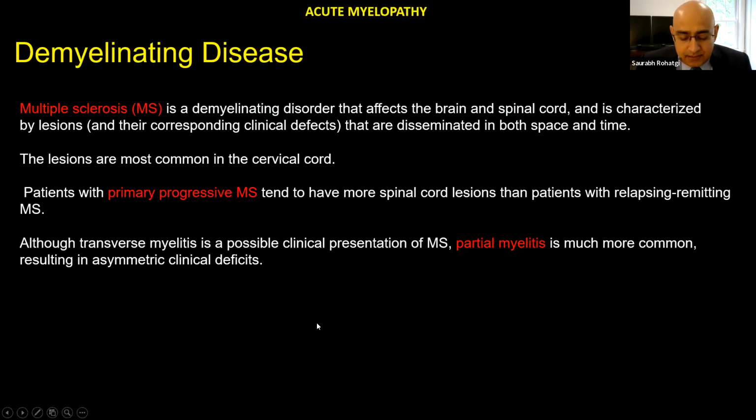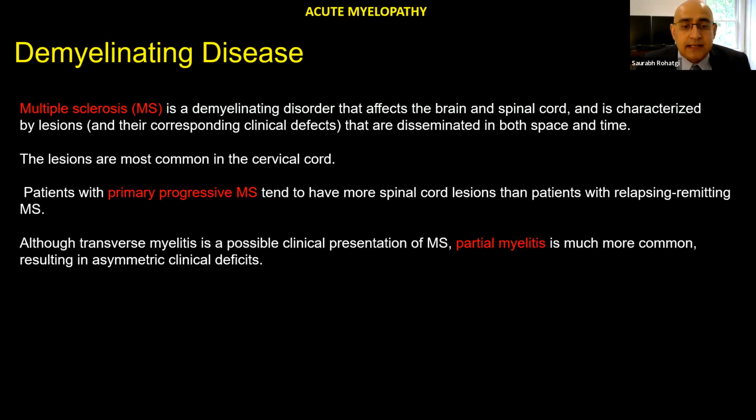The other big bucket of diseases in an acute presentation is demyelinating diseases. Multiple sclerosis is a demyelinating disease that affects the brain and spinal cord and is characterized by lesions that are disseminated in both space and time. Lesions that are most commonly involved are in the cervical cord. Patients with primary progressive MS tend to have more spinal cord lesions than patients with relapsing remitting MS.